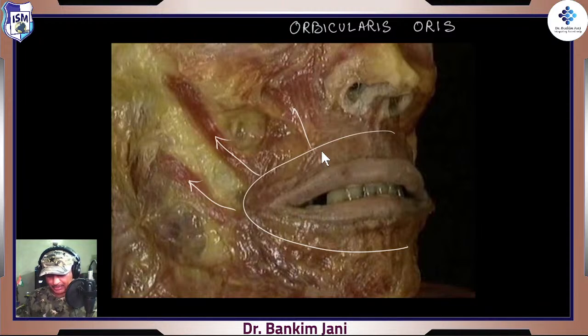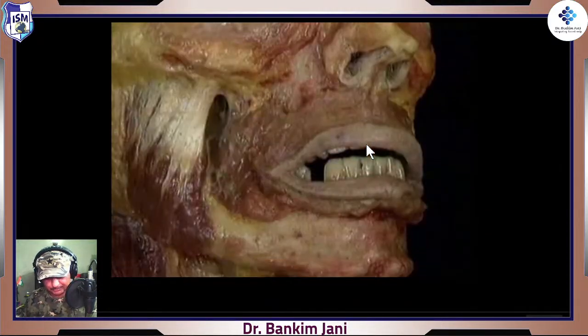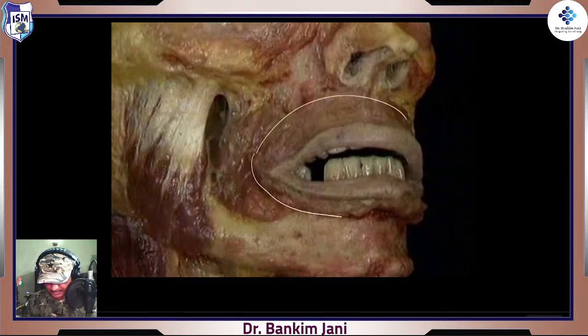So let's see this. In order to understand it properly, first let's see this muscle individually. So we remove all the associated muscles, let them go, and here it is, that's the orbicularis oris alone. So here it is this one and this one, surrounding, that is orbicularis oris.